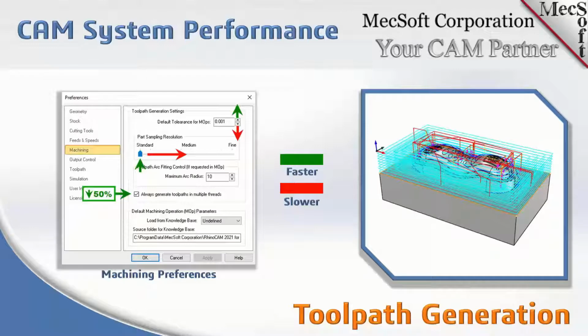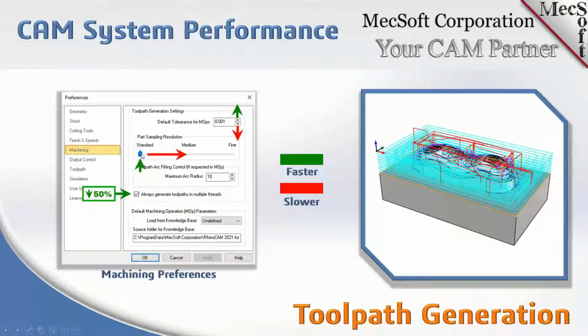And then also your CAM preferences, you want to take a look at those. The biggie here is if you have a multi-core processor, and most new computers now are multi-core. This particular computer has 4 cores. You want to turn this option on for always generate toolpaths in multiple threads. I'll show you that in a minute, but that can decrease your generation time at least by 50%, probably more than that.